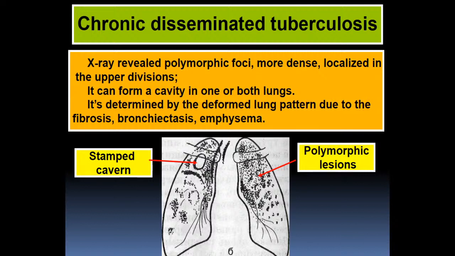X-ray revealed polymorphic foci, more dense, localized in the upper divisions of lungs. It can form a cavity in one or both lungs. It's determined by the deformed lung pattern due to the fibrosis, bronchiectasis, and emphysema.